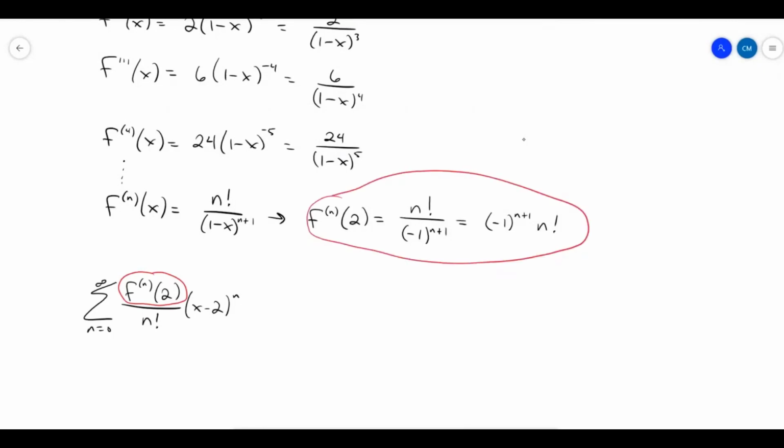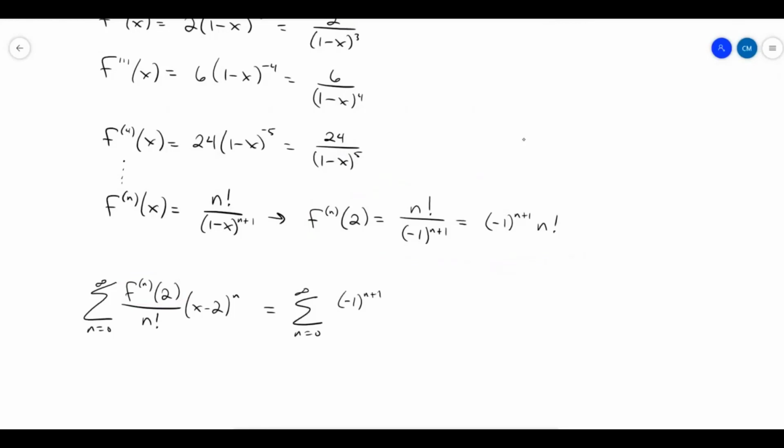And now I can just replace it with what I just found. So what am I going to get from that? I'm going to get negative 1 to the n plus 1, n factorial, and the n factorial that's already there from the formula itself. Those cancel, and we're left with simply this.